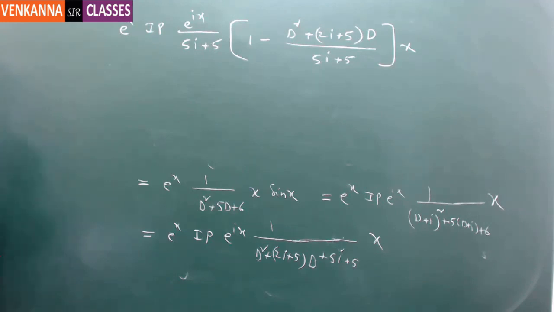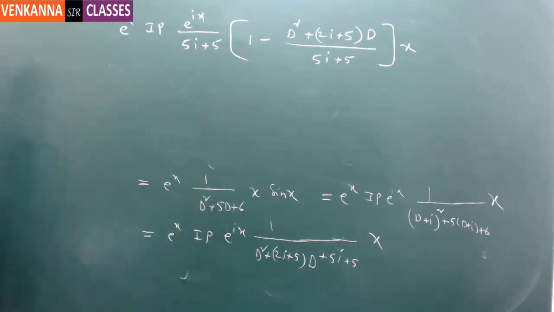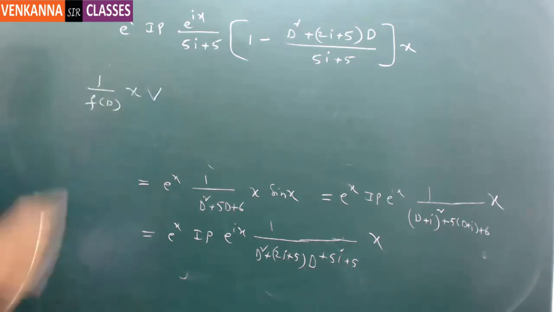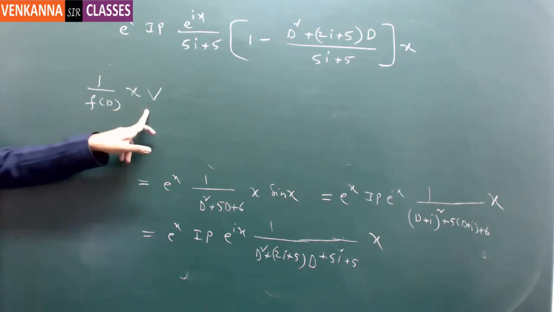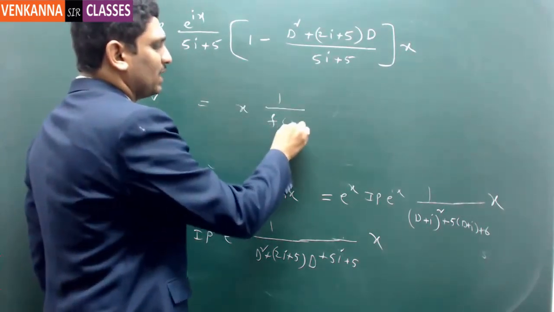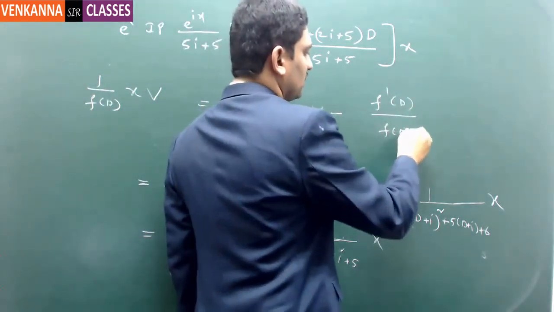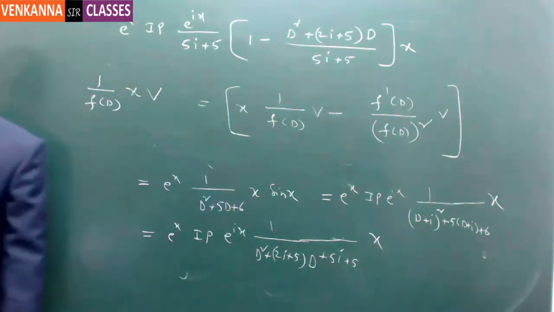The concept of real part, imaginary part sometimes makes it difficult to solve this kind of problem when x has power 1. So for this, we use this formula: 1 by f of d into x into v, say x into cos x or x into sin x. Whenever this kind of thing is there, we make use of the formula x into 1 by f of d into v minus f dash of d by f of d whole square of v. So please take a note of the formula.